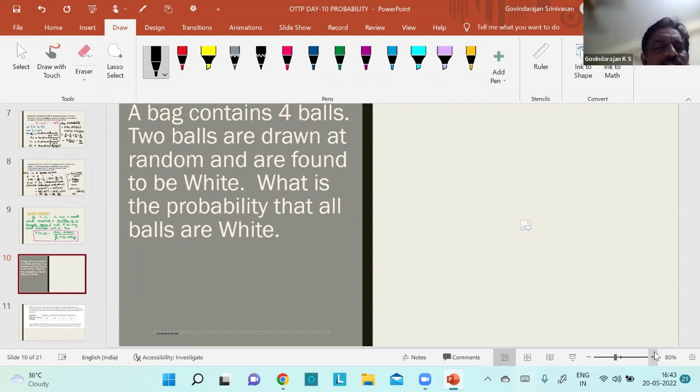This is the question. A bag contains 4 balls. 2 balls are drawn at random and are found to be white. What is the probability that all the balls are white? This is the question asked in the board exam, 2010 board exam, I think.